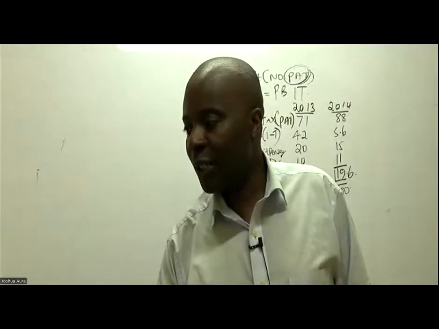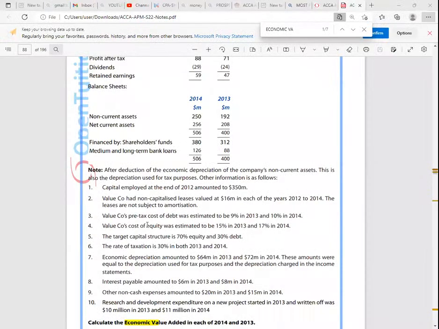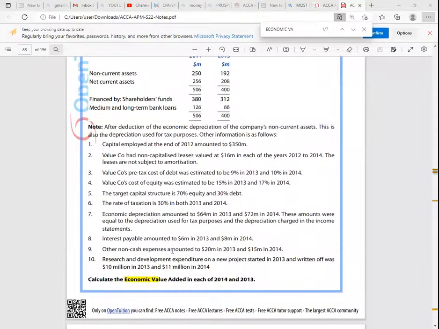The non-cash expenses for 2013. What figure should I write? The non-cash expenses here for 2013. What figure should I write here? Quite confusing, but my students normally understand this. So the non-cash expenses from note number 9, how much should I write here really? Non-cash expenditure for 2013.